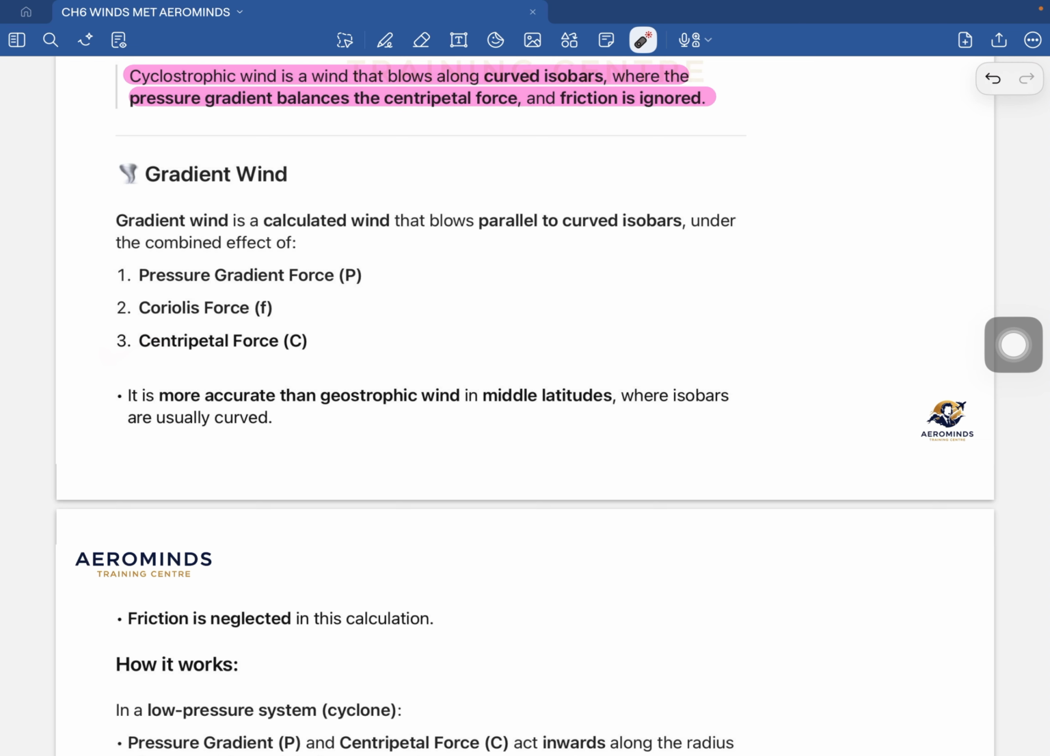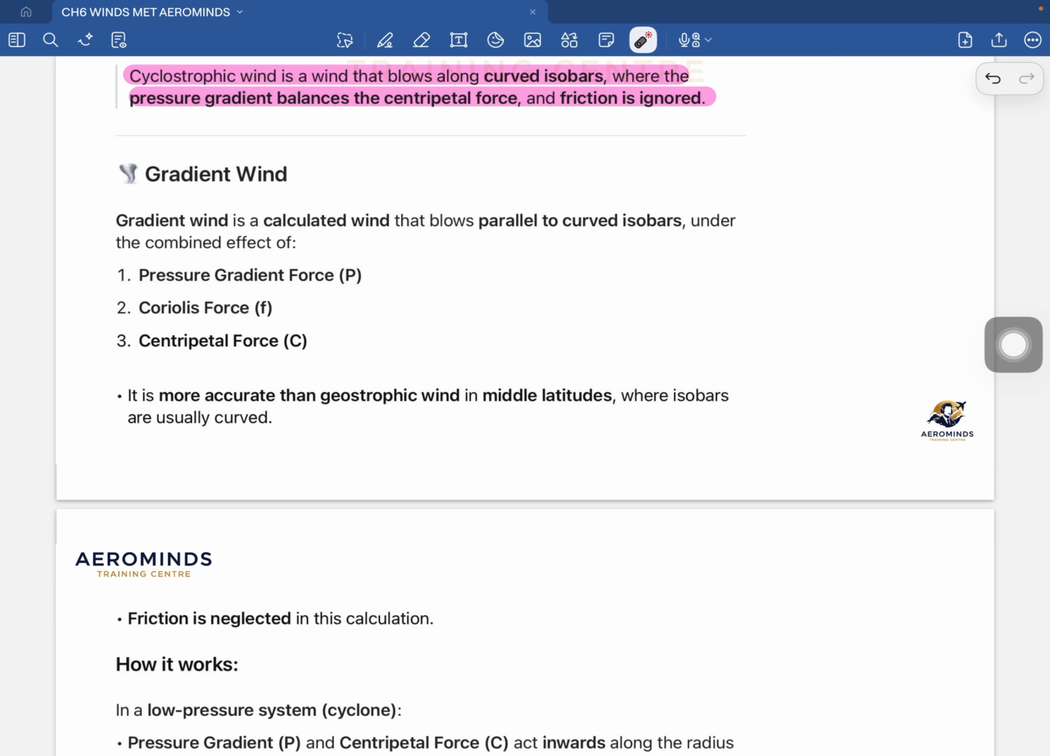Okay, now friction is still neglected in the gradient wind, just like the geostrophic wind. So gradient wind is also an upper air concept which is played in the high altitudes. Gradient wind is more accurate than the geostrophic wind in the mid latitudes, because in the mid latitudes the isobars are usually curved rather than being perfectly straight. Okay, they are usually curved.